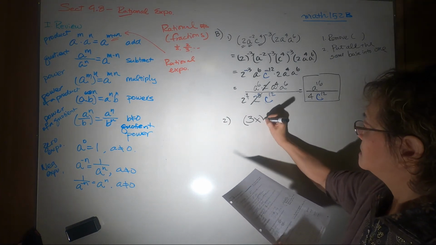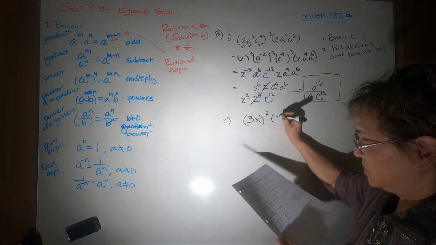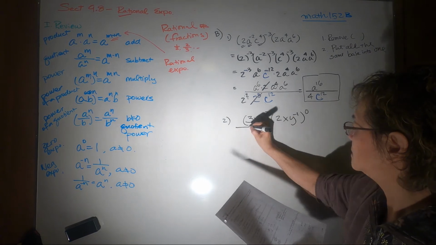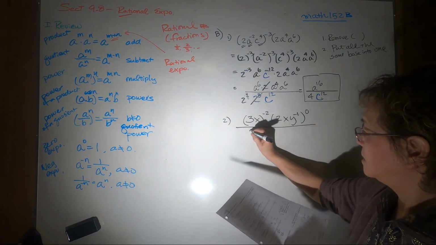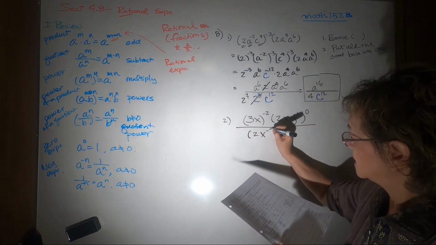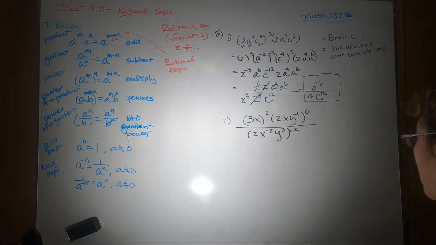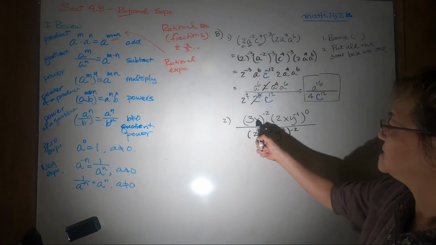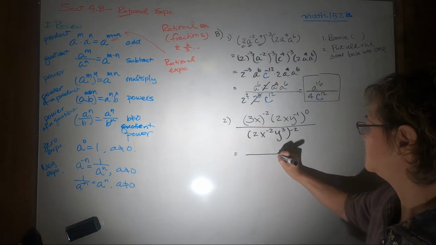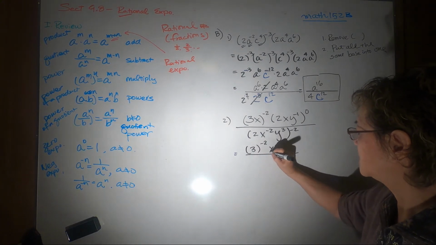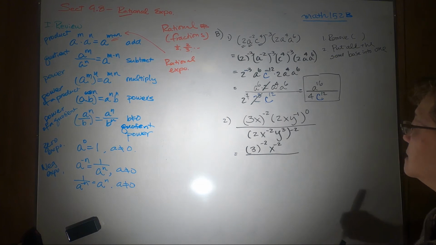3x to the negative 2, 2xy to the negative 1 to the 0 power, over 2x to the negative 2, y to the 3 to the negative 2 power. Then we just write it individually, right? 2 bases for the negative 2 power. So we have 3 to the negative 2, x to the negative 2, right?